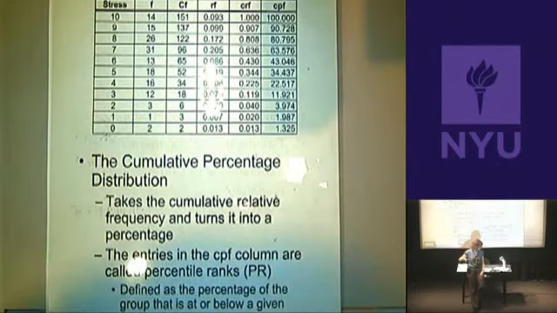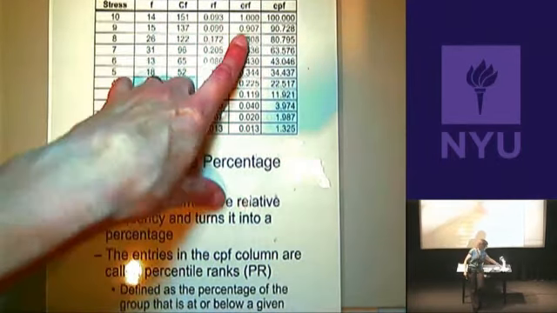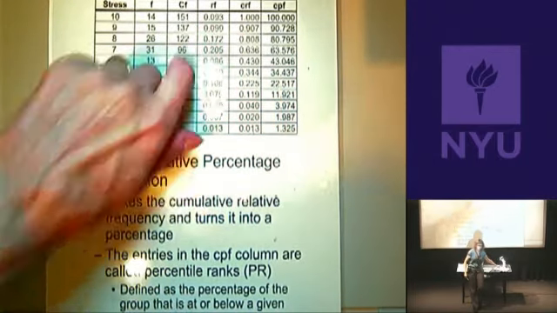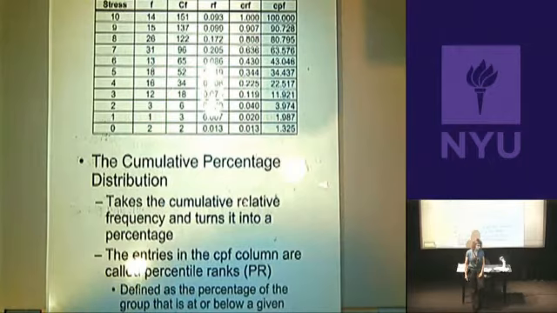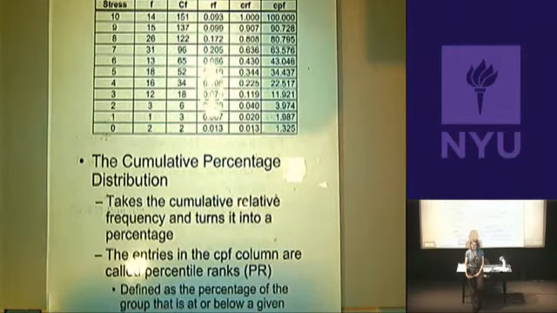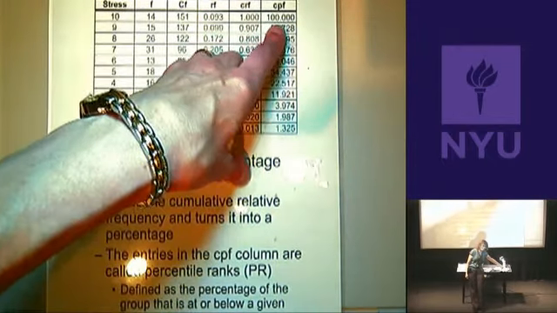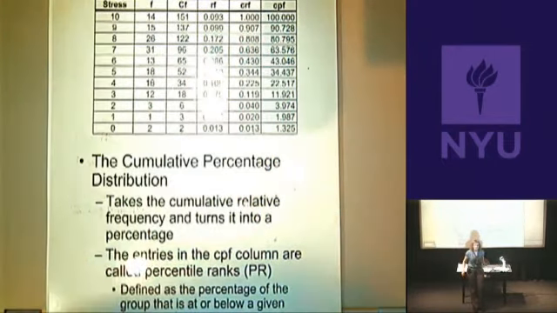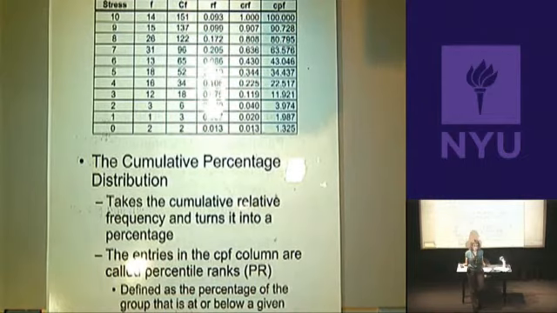Okay? So my cumulative relative frequency is going to be my cumulative frequency divided by n. So again, this gives me the fraction or the proportion of people who scored at or below a particular score. But the one we use most of all is the cumulative percentage. How do I go from a proportion to a percentage? Multiply by 100. So that last column gives me the percentage of people that scored at or below a particular score.